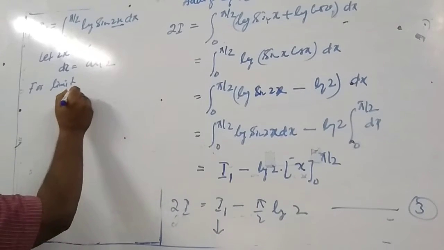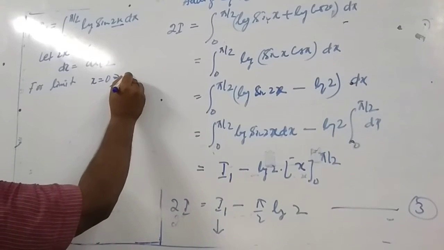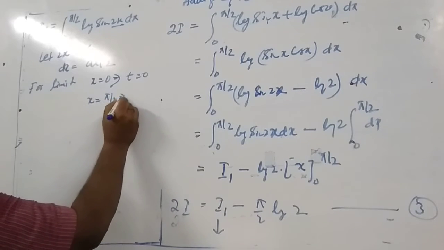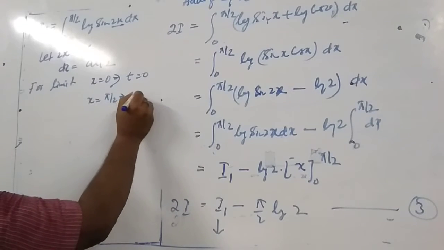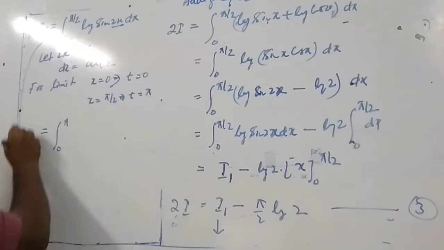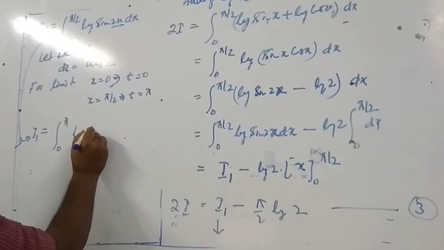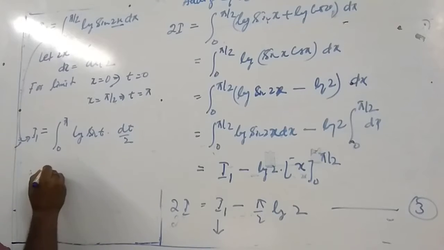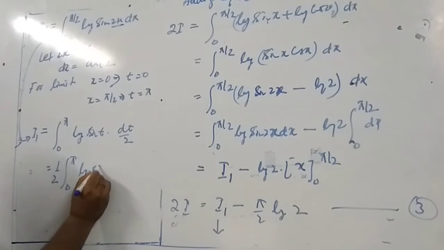when x equal to 0, then t is equal to 0, and when x equal to pi by 2, then t is equal to pi. So this becomes, for I1, the integral from 0 to pi of log sin t, and dx equal to dt by 2. It means 1 upon 2 times the integral from 0 to pi of log sin t dt.